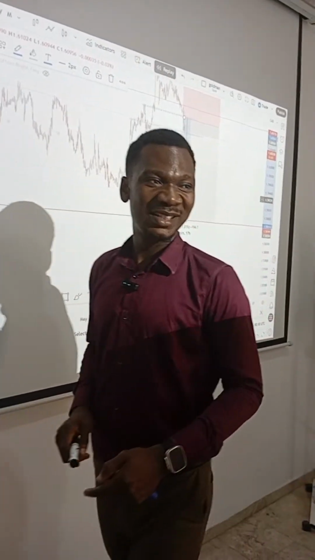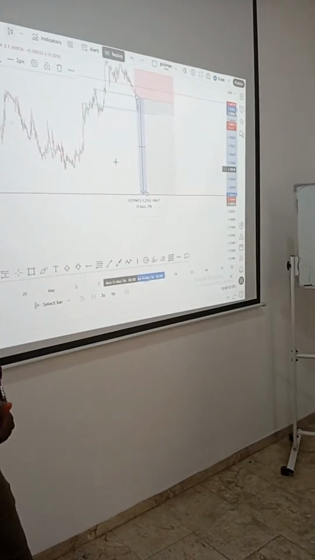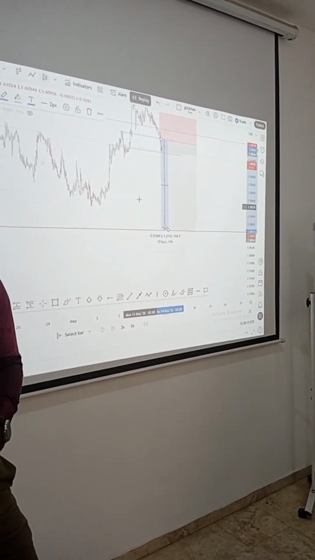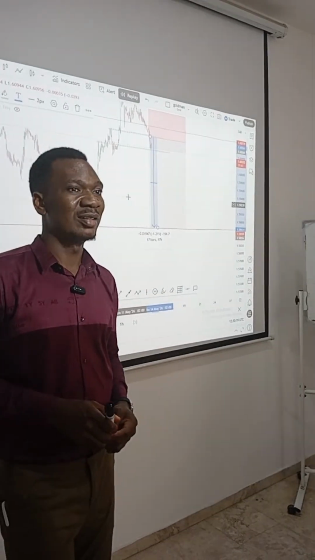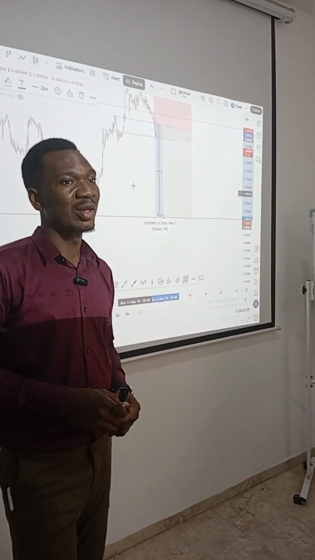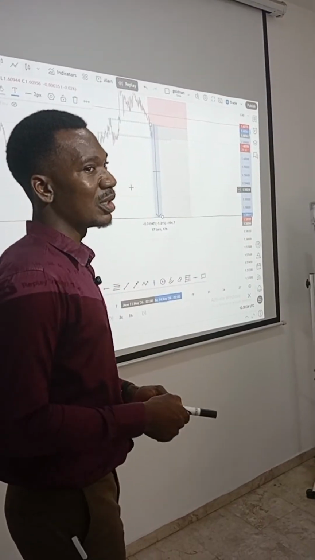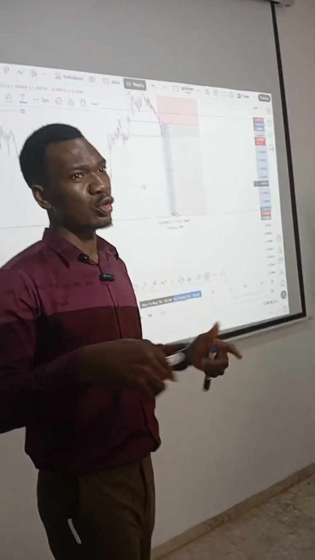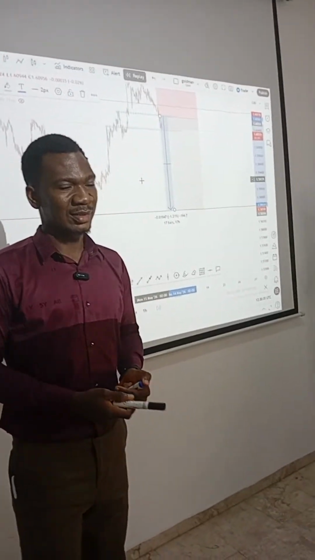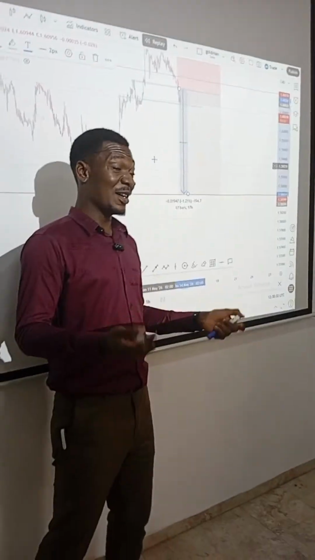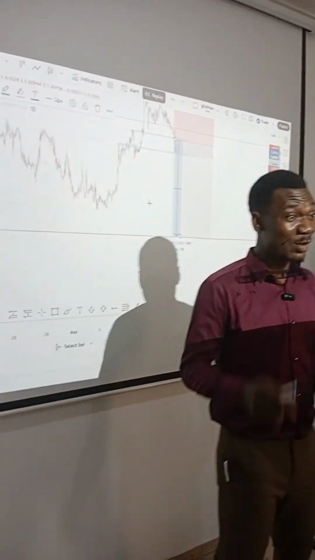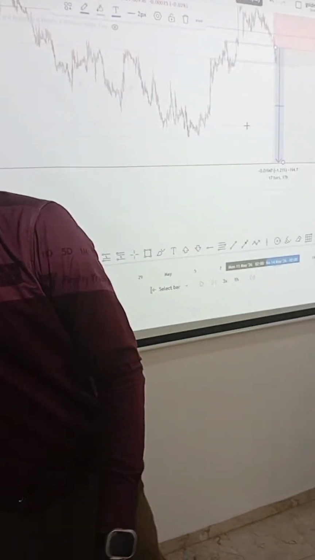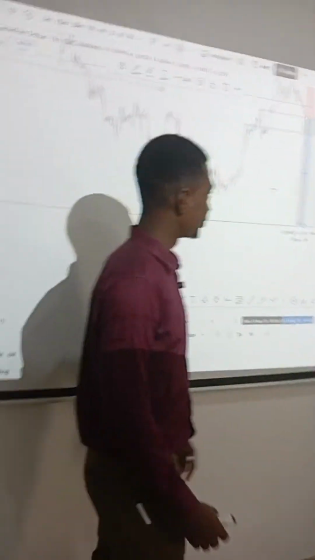How much are you making now? At what lot size? 0.05. $20. So at 0.01, it would be like $4. Right? No problem. We move. Somebody said we move. So there's no problem, but we understand the point now.